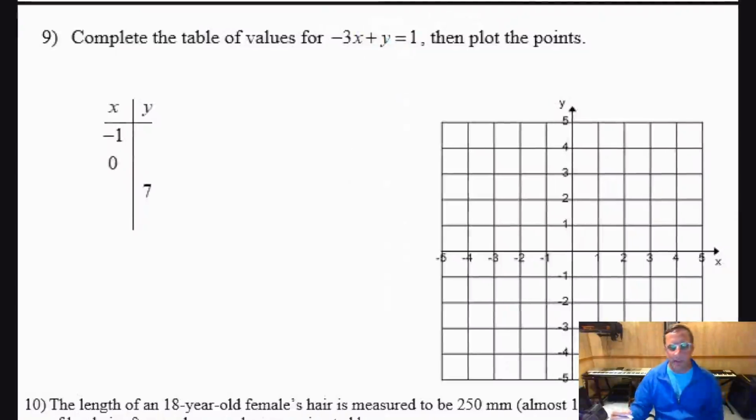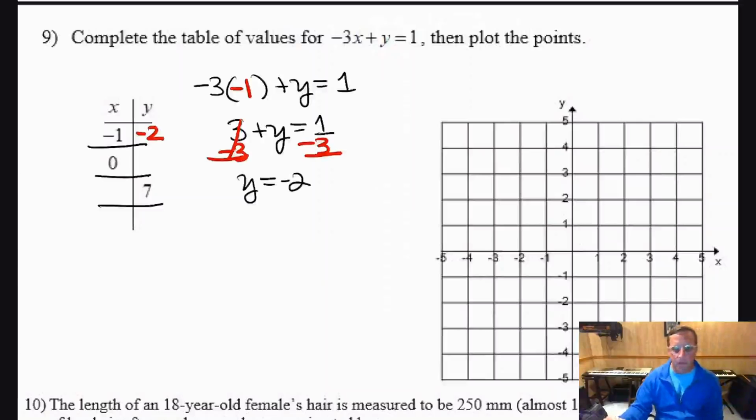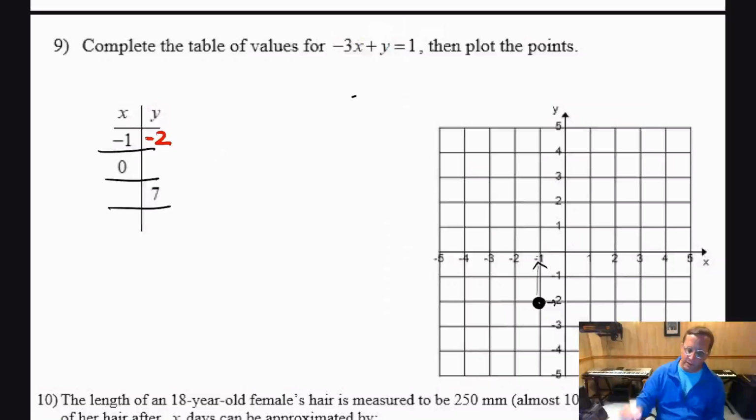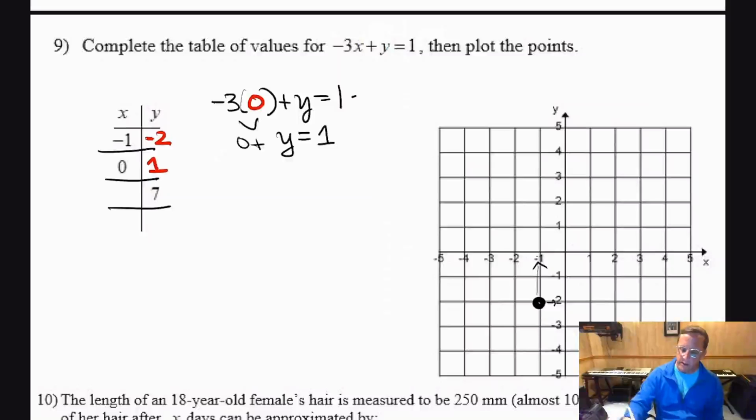So now we're kind of putting everything together at this point. We're going to put those values in for x or y, depending on what's given. We got -1, -2 first, so I'm going to go ahead and plot that. So -1, -2, -1 on the x, -2 on the y. All right, so we got 0. So we do -3 times x plus y equals 1. Put a 0 in there. Now that 0 makes 0, which is now it's gone. So now you just got y equals 1. So that's our second point, 0, 1. So 0, 1 is going to be right there.